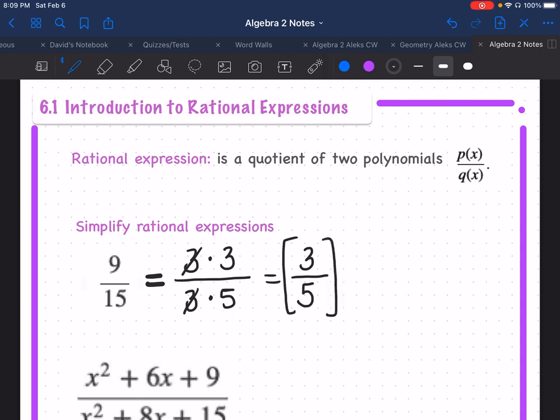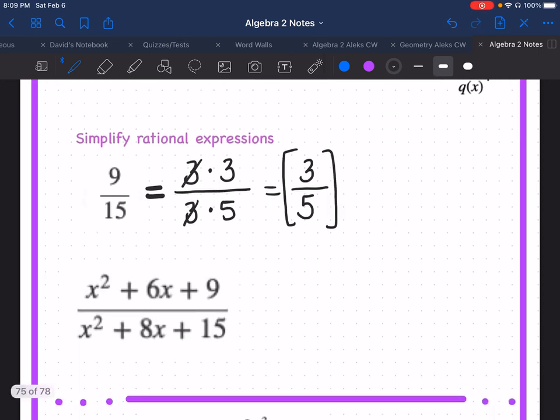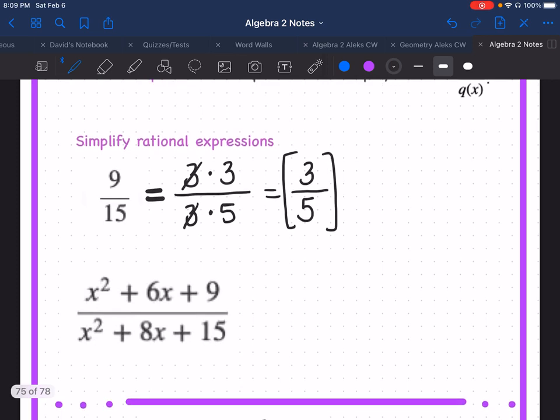Okay, let's go ahead and make this a rational expression and take a look at two polynomials. So x squared plus 6x plus 9 would be my p of x, and x squared plus 8x plus 15 would be my q of x. These are my two polynomials. Let's go ahead and factor them.